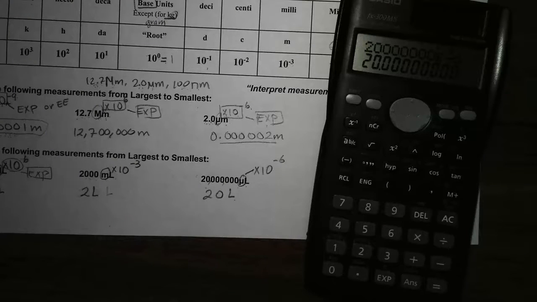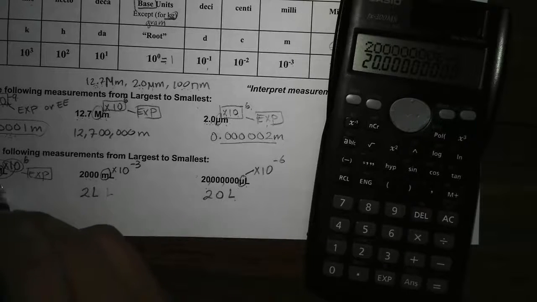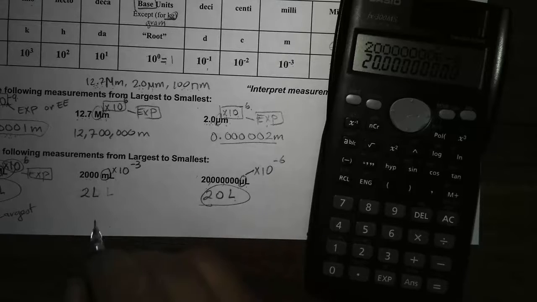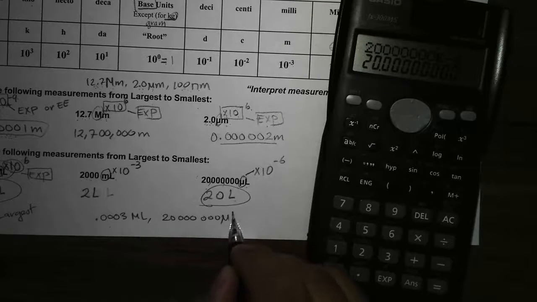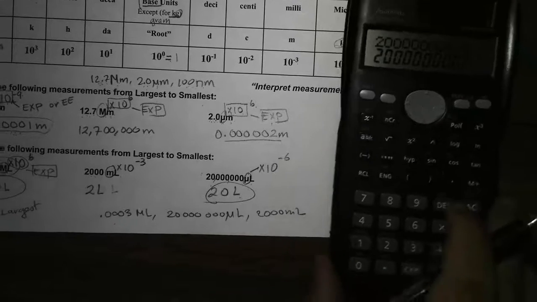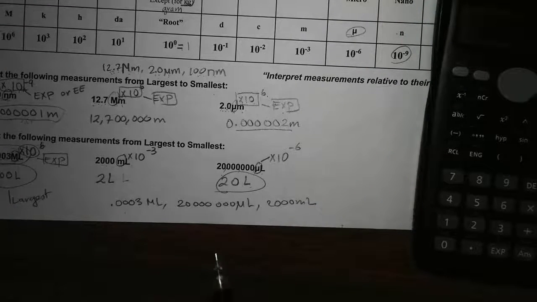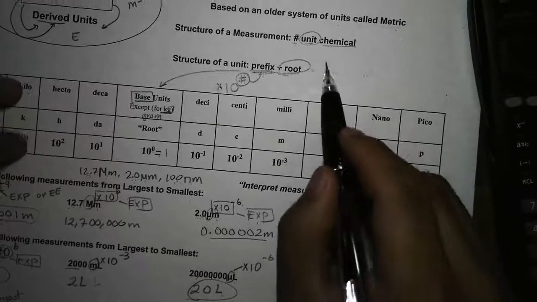Now, if we rank this from largest to smallest, of course, we have this small number right there, 0.0003, but the unit megaliter makes it into a very large number, so this would be the largest, followed by 20 million microliter, and lastly 2,000 milliliter. As you can see again, don't judge a measurement based on just the number, but look at the unit itself. And later on, we're going to talk about the chemical.